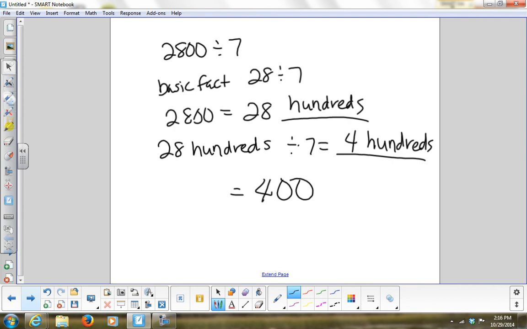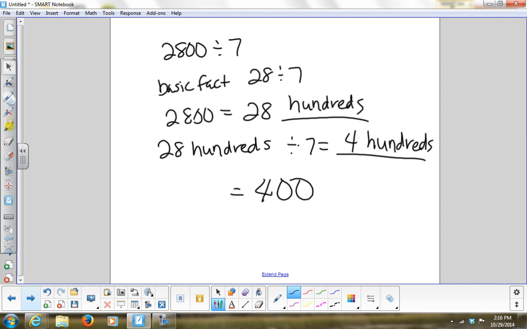What is my second line? 280 is actually 28. David, how many zeros do you see there? In 280, how many zeros are there? One. Okay, so it's 28 tens. Everybody write in tens.